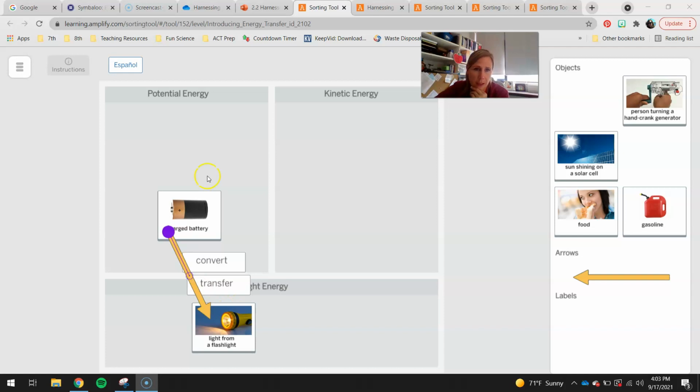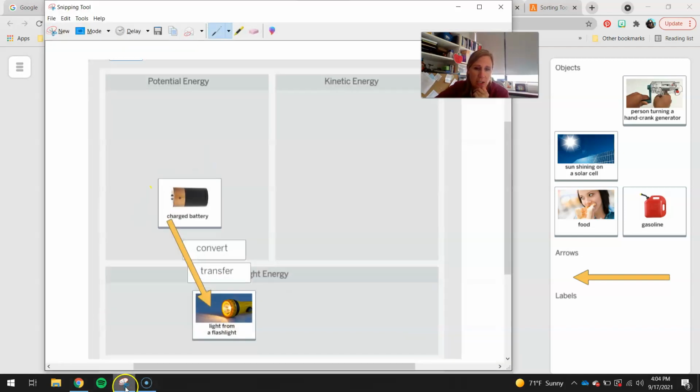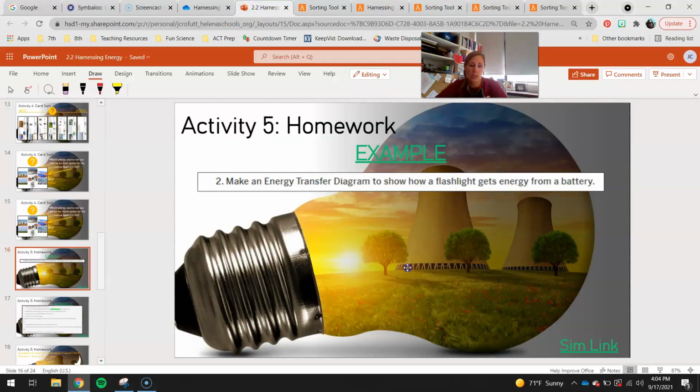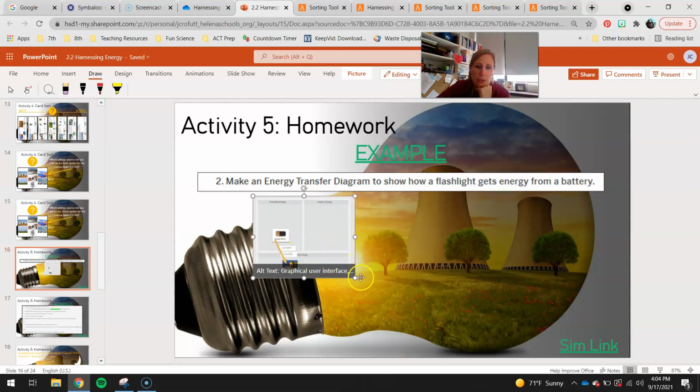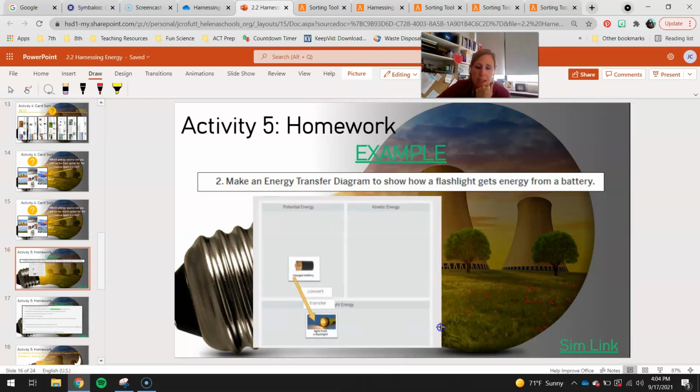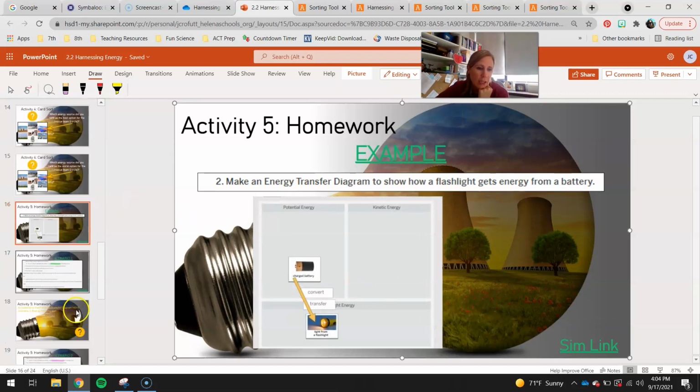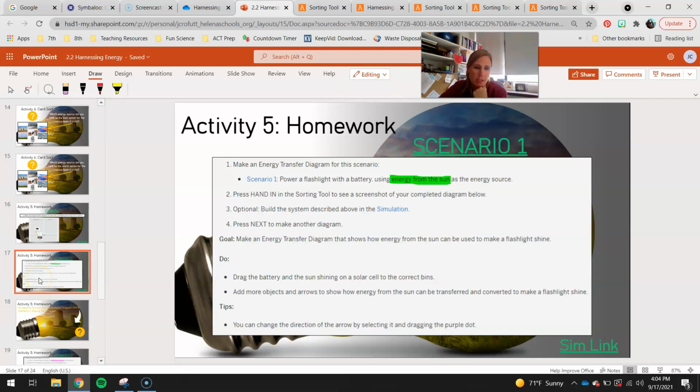Okay, and then I'm going to go ahead and use my snipping tool or my screenshot to capture this, and I am going to screenshot that into my assignment. Okay, and I'm going to leave this here for you guys to see what one example might look like. But I am going to start you guys off and kind of help you out with scenario one. So scenario one is on slide 17.